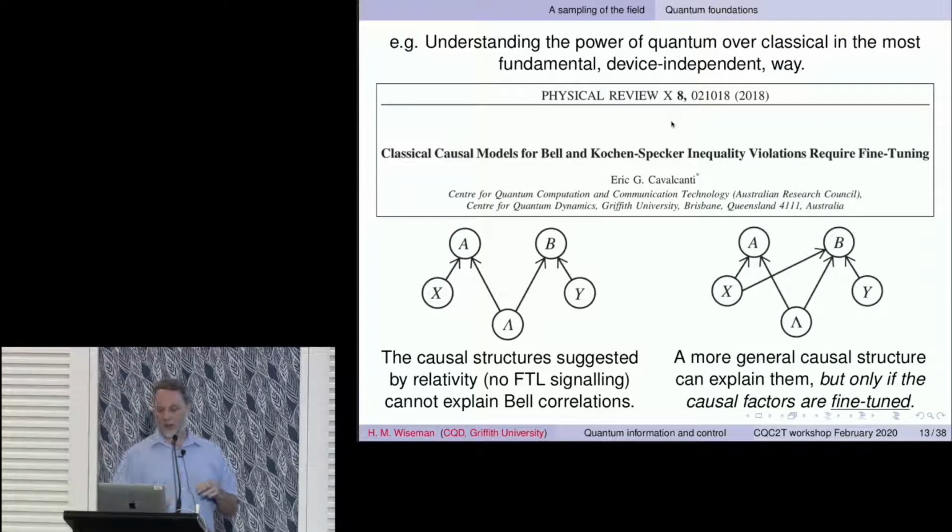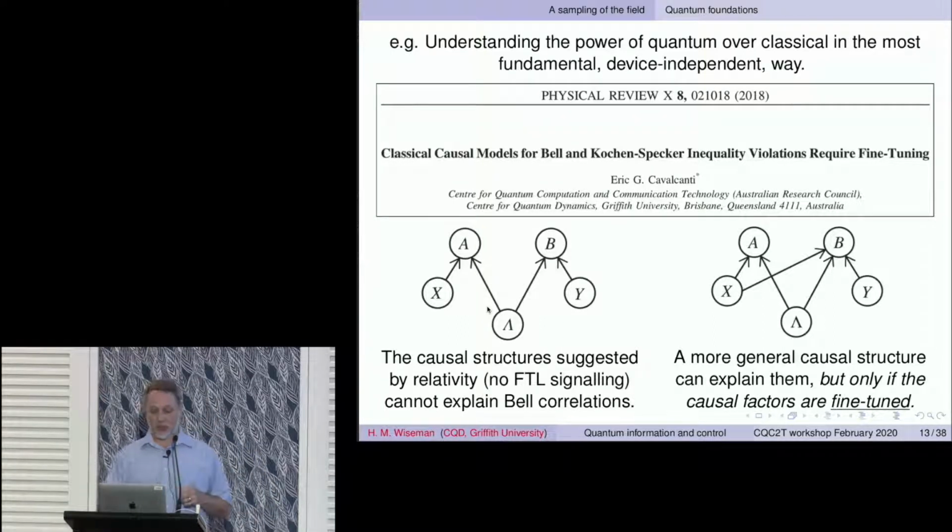So probably most people have heard of Bell inequalities. Maybe I'll just start with that as an idea, and I'll talk more about that later. So from the causal structure of space-time, we know that faster-than-light signaling is impossible. That suggests that space-time has a causal structure something like this: if these are space-like separated laboratories, then X, say Alice's choice, can affect Alice's outcome, and Bob's choice can affect Bob's outcome, but not in a way like this, because that you'd think would give faster-than-light signaling.